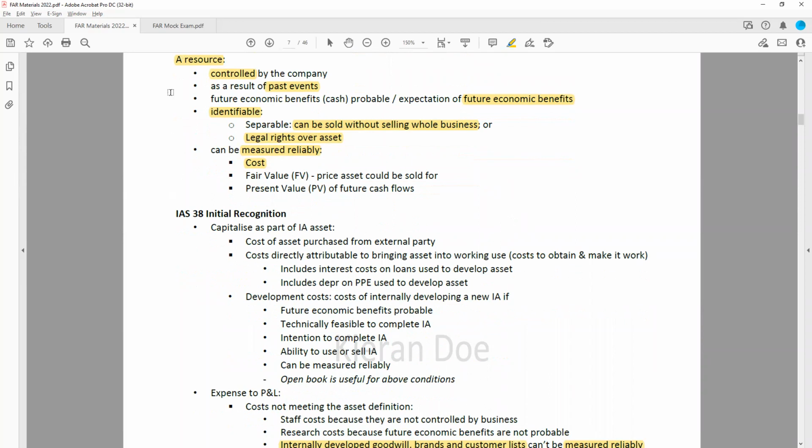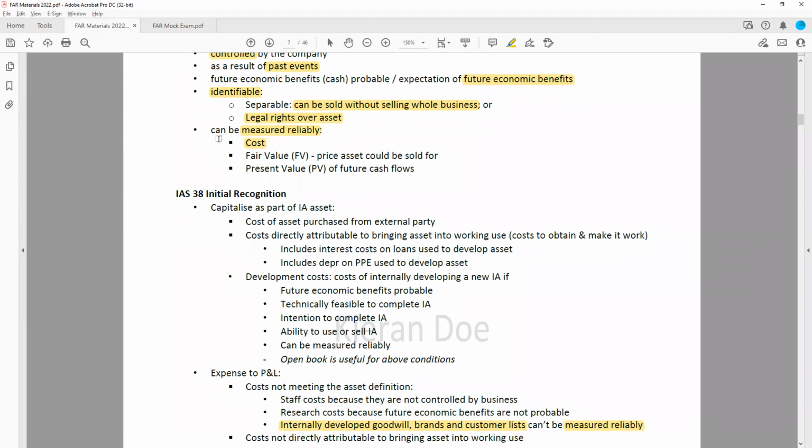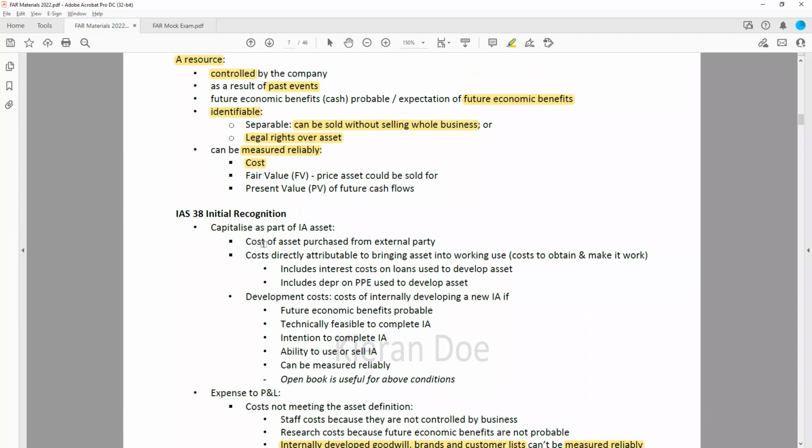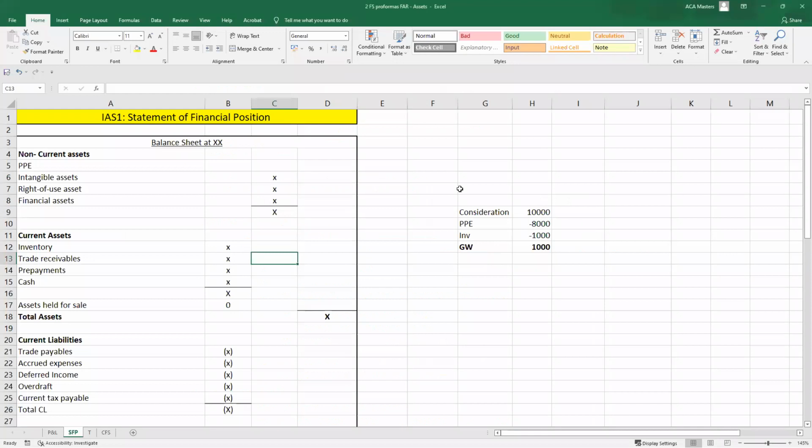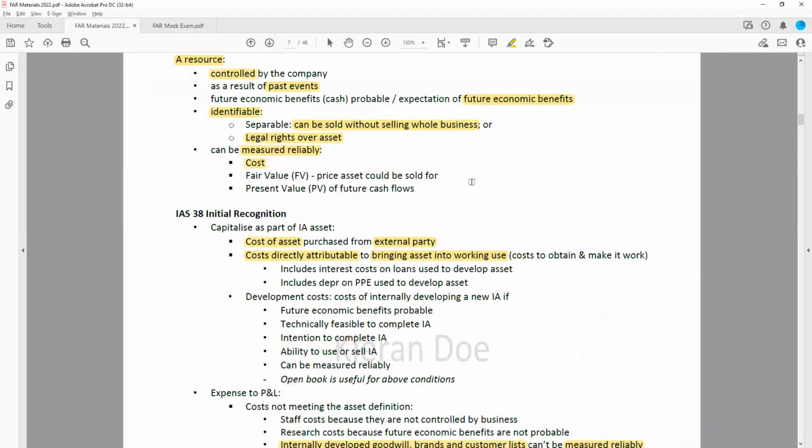So there's initial complexity around, can you recognize the asset or not? But once you can, then just like PPE, the cost of the asset, if it's purchased from an external party, as we just said, you just have the cost of the asset. And any other costs which are directly attributable to bringing that asset into use can be capitalized as well. So if there were some legal fees that had to be incurred, or any other costs which were directly attributable to acquiring those assets, then they could be capitalized as well.